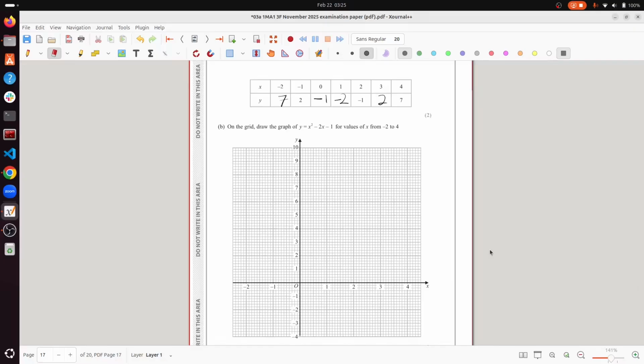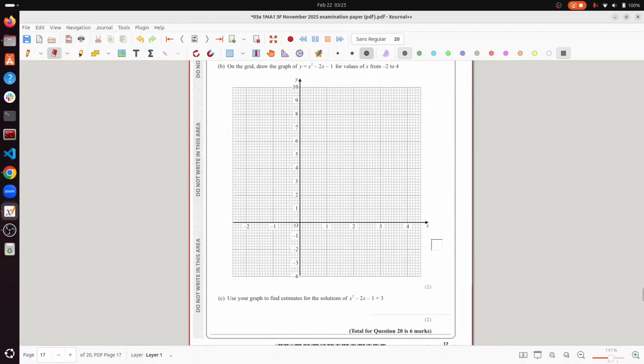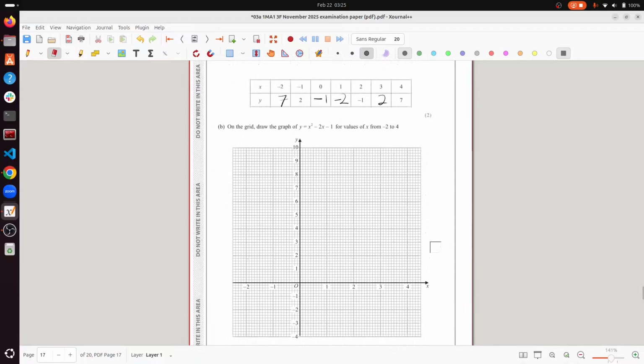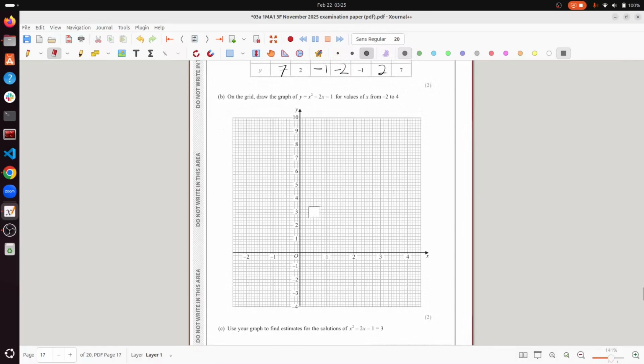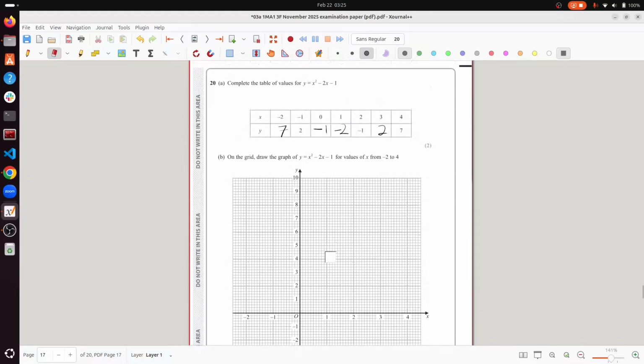So on the grid, it says draw the graph of y is equal to x squared minus 2x minus 1 for values of x from minus 2 to 4. Now, this is a very common question that will come out. It's always going to be 5, 6 marks. So it's a good way to get your marks. Completing your table will always give you 2 marks. Plotting your graph will give you another 2 marks. So it's a very easy 4 marks to get, because you're going to see this on your paper 2 or your paper 3, most likely.